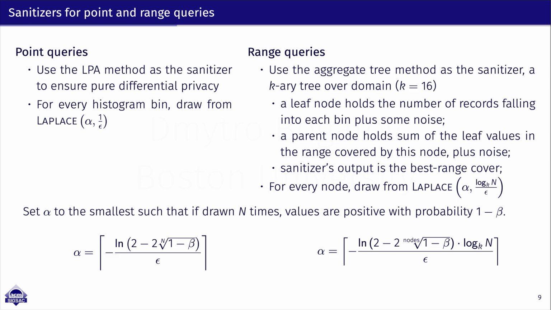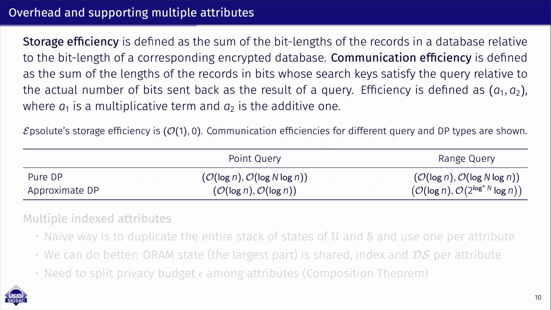Range queries are a bit more complex. We use the aggregate tree method, which builds a k-ary tree over the domain. It places samples in leaves like in the histogram method, but then it puts the sample plus the sum of children in the non-leaf nodes. And to use that sanitizer, one needs to find the best range cover for the given query, and then sum up the values in those nodes. As before, we need to fine-tune the alpha, and we do that algebraically again.